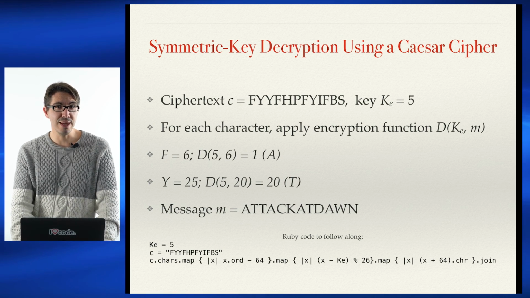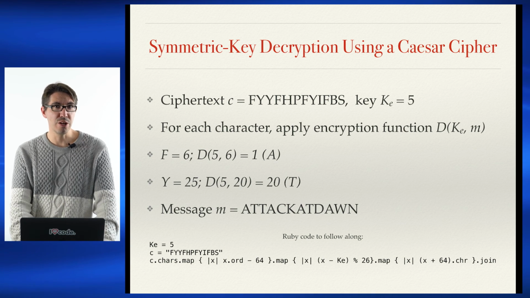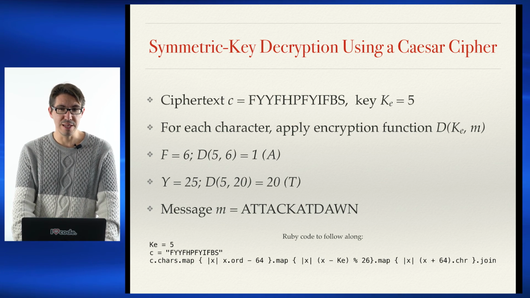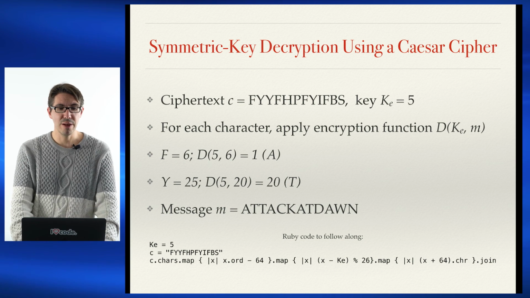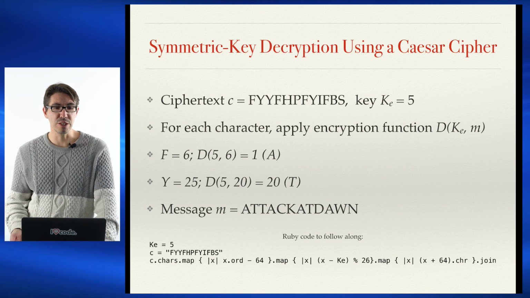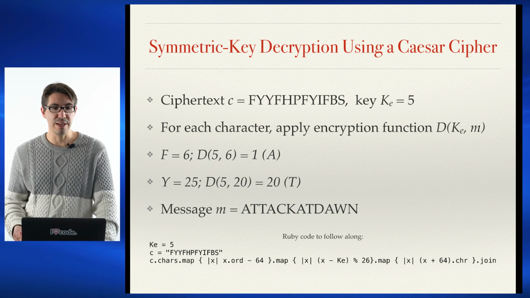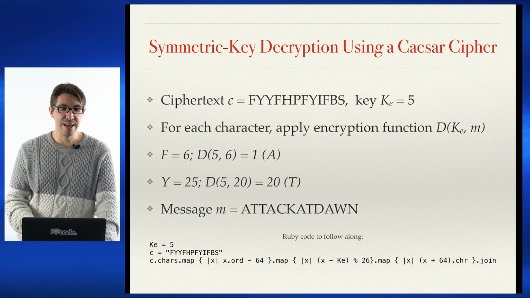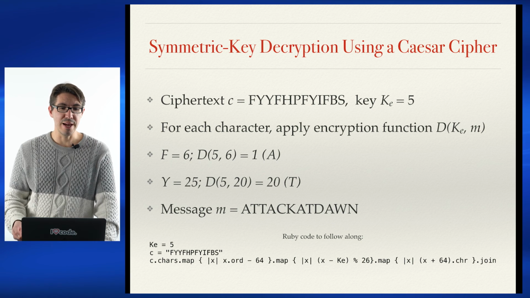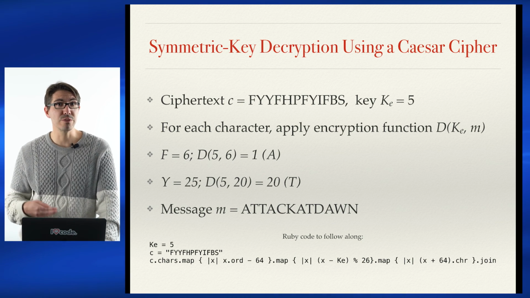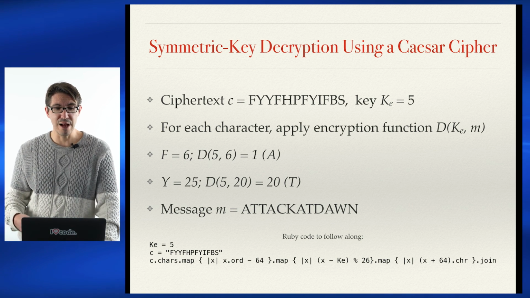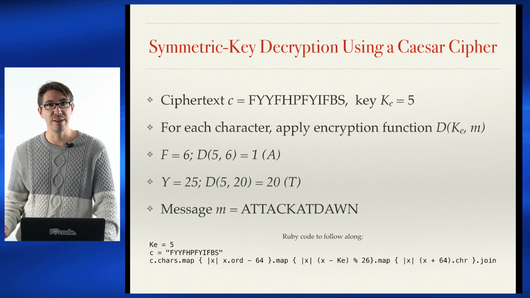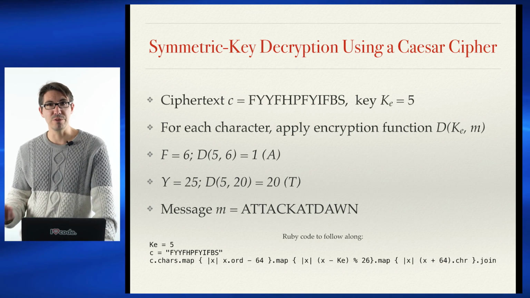However, if you have the key, K sub E, 5, and I know the decryption function, D, which is just subtract 5, I can apply the decryption function to each character. So I subtract 5 from 6, I get 1, which is A. I subtract 5 from 25, I get 20, which is T. I do this for every character, and I now see the plaintext attack at dawn. And so I now know that I am supposed to attack at dawn.